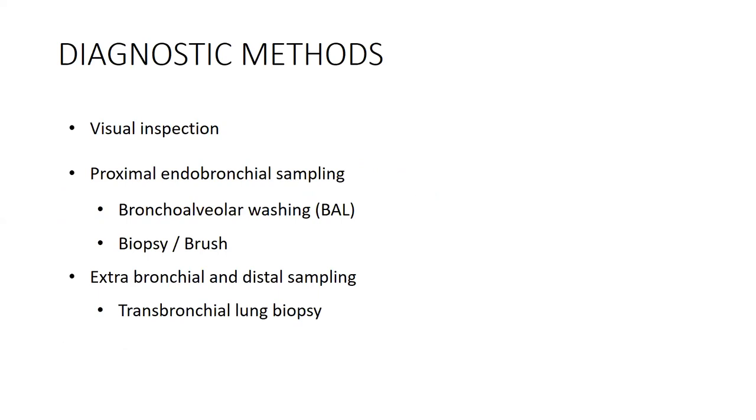Various diagnostic methods in flexible bronchoscopy include visual inspection and proximal endobronchial sampling, so we are able to collect bronchoalveolar washing and biopsy with the help of forceps, and collect tissue cells with the brush, and we send them for cytological and microbiological analysis. Extrabronchial and distal sampling can be done through transbronchial lung biopsies.